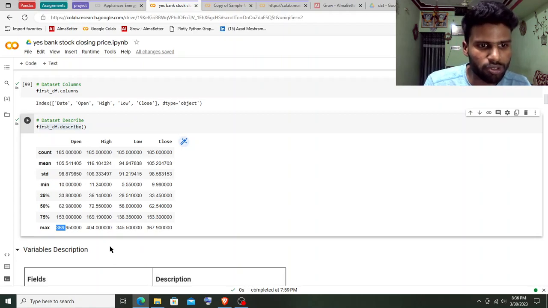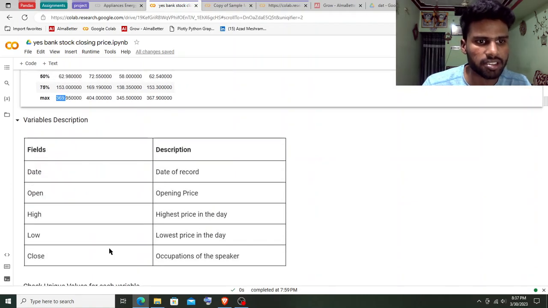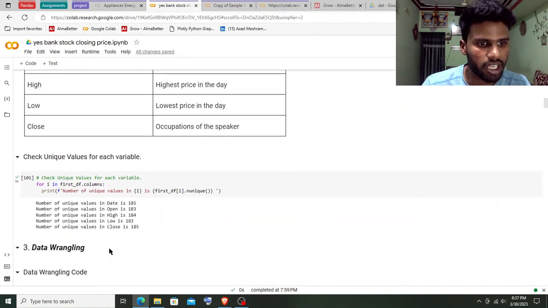So we could consider that some kind of manipulation or some kind of investment dumping has occurred in the Yes Bank stock so that the price could skyrocket. These are the variable descriptions, which we have already discussed.